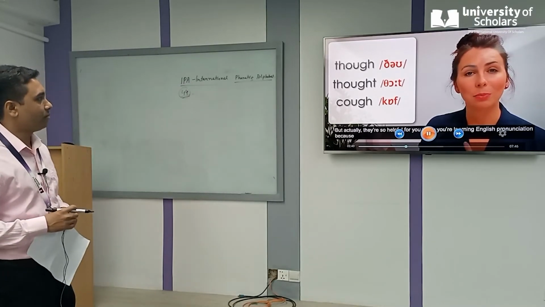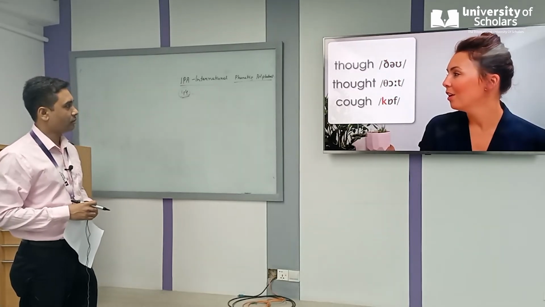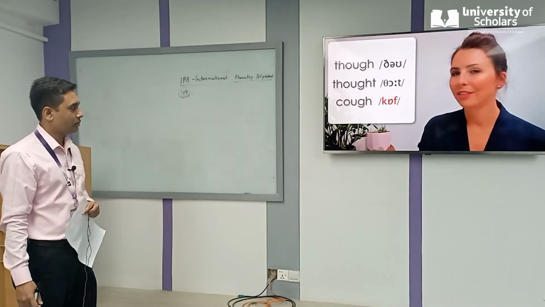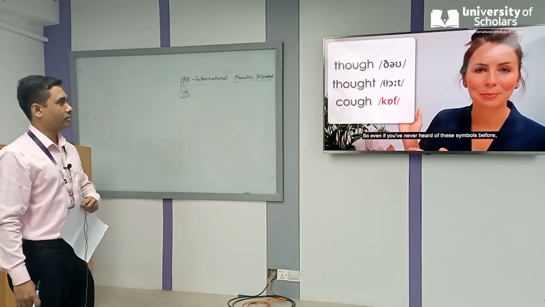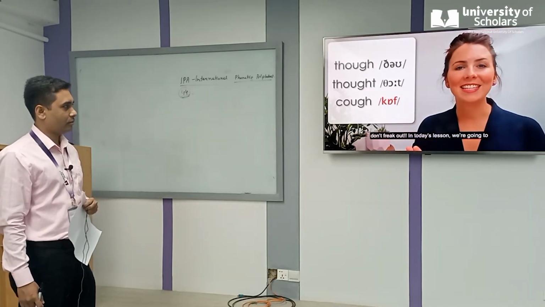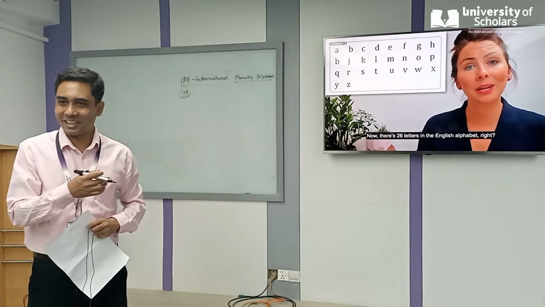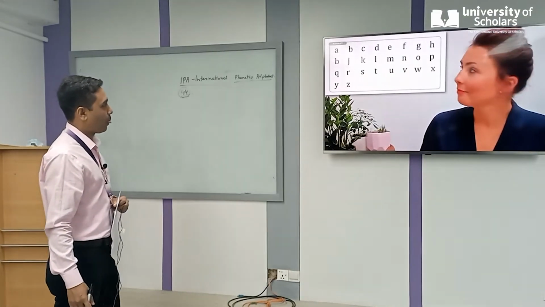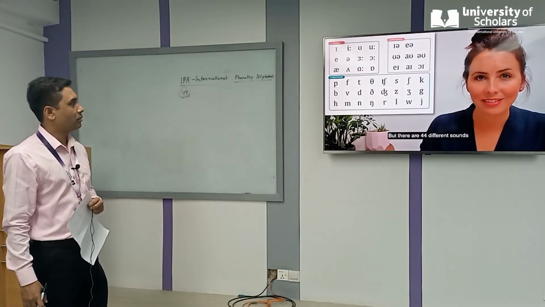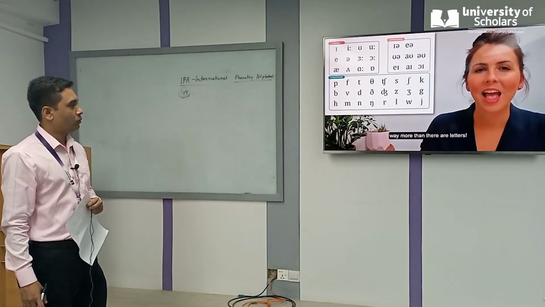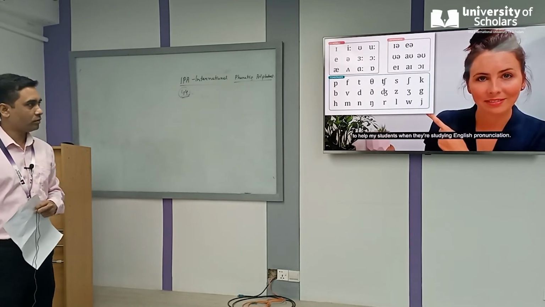It is helpful for you when you're learning English pronunciation because it tells you exactly how to say the word. Cough. So even if you've never heard of these symbols before, don't freak out. In today's lesson, we're going to go through the International Phonetic Alphabet together. Now, there are 26 letters in the English alphabet, right? These are letters. But there are 44 different sounds, way more than there are letters. That's why I use the IPA to help my students when they're studying English pronunciation.